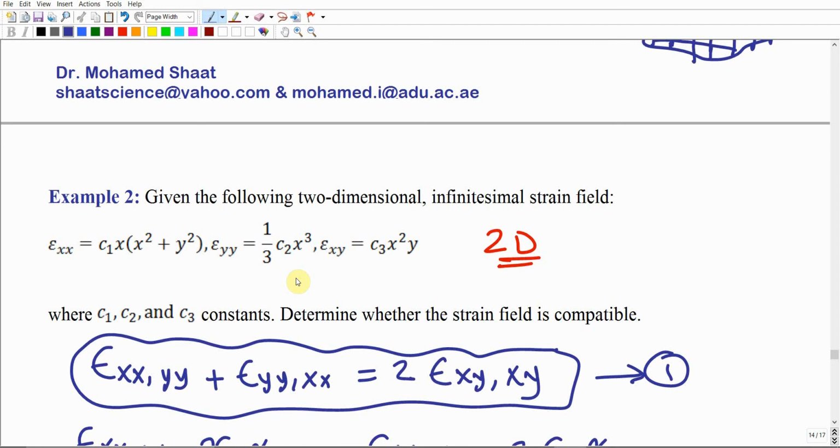The next meeting we are going to discuss the stresses, the stress and the constitutive equations and the equations of motion, and we're going to go over the stress transformation very quickly as well.